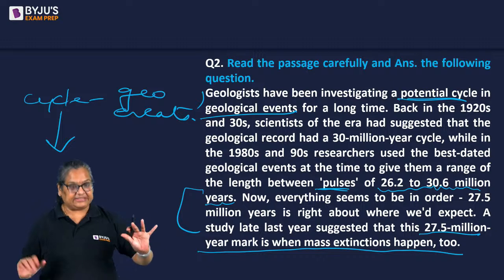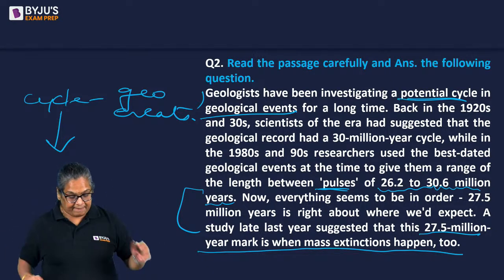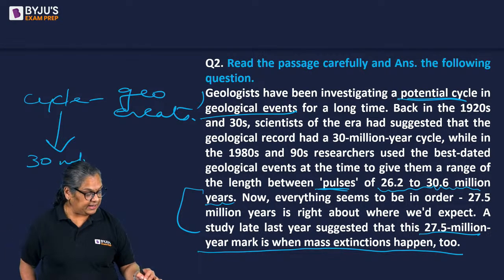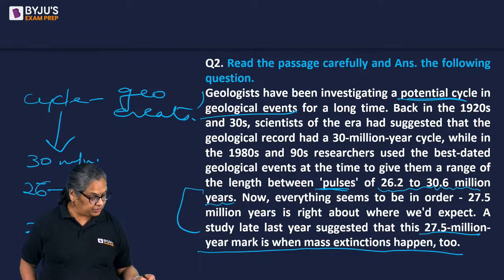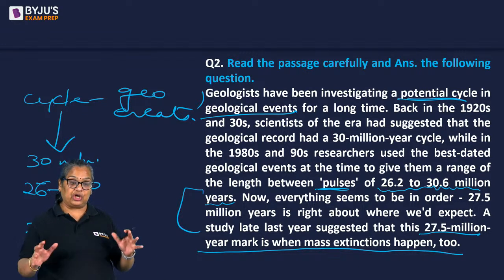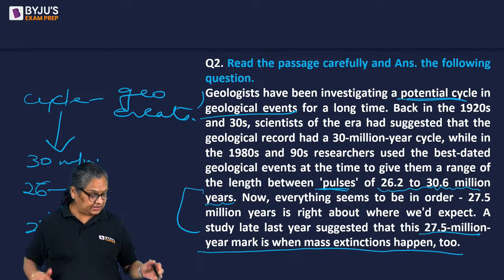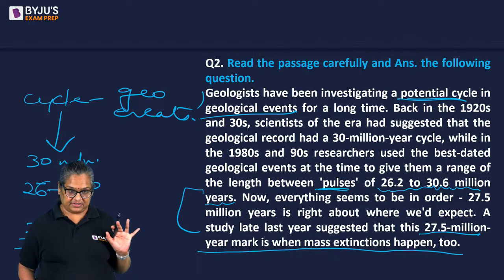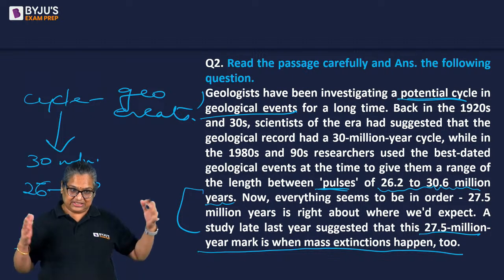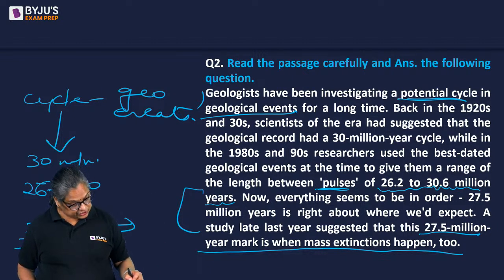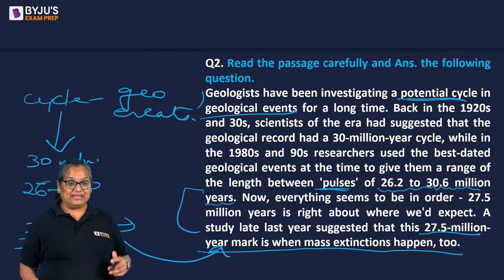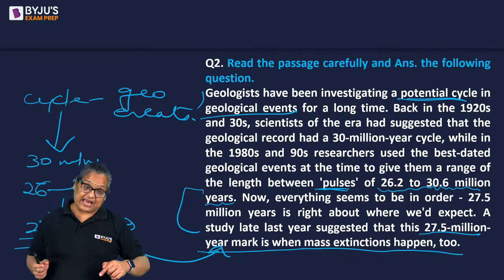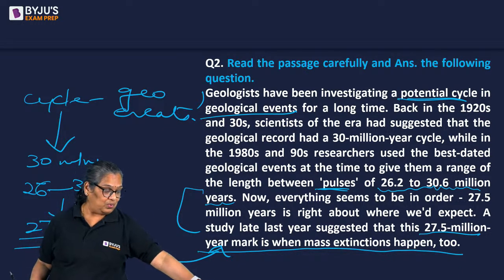Some people said yes, there is a cycle. Some people put this at 30 million. Recent ones put it at 26.2 to 30, finally coming down to 27.2. Geological events follow a pattern, a cycle of 27.2 million years. That is the period during which the cycle happens. And this is also the same cycle that mass extinctions follow. Got it?